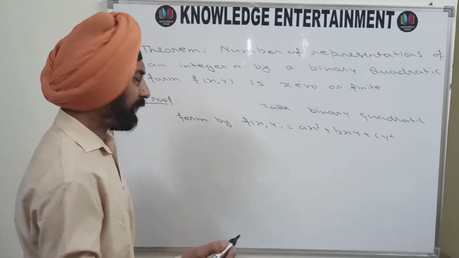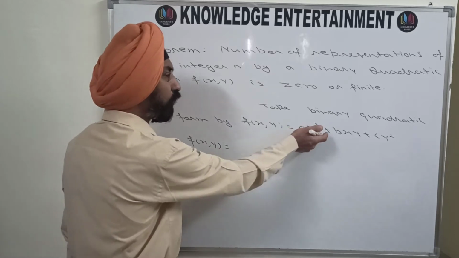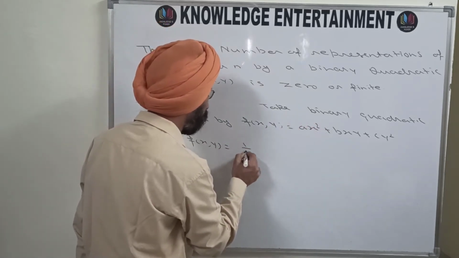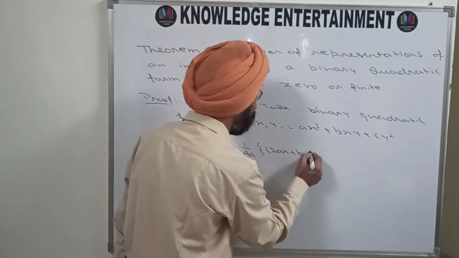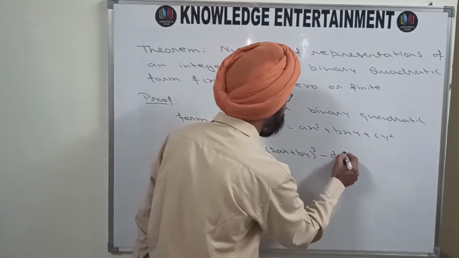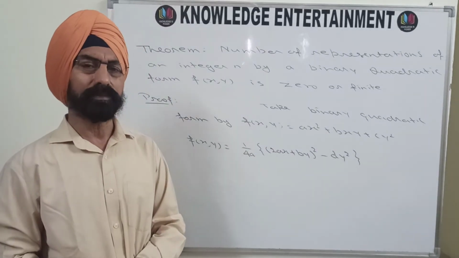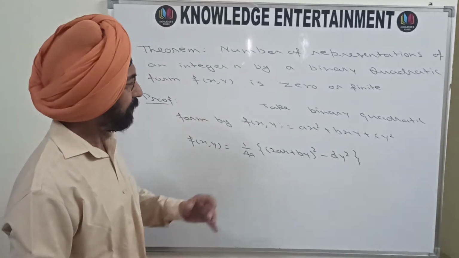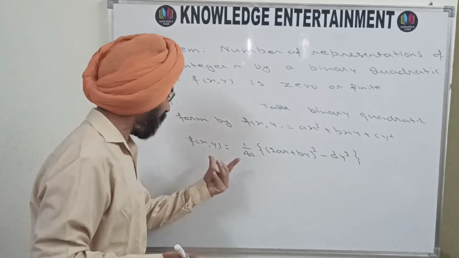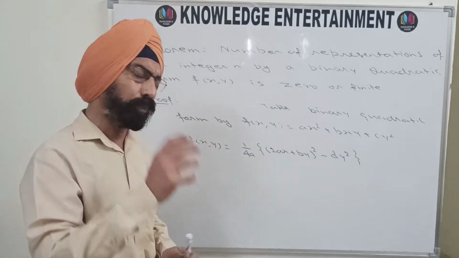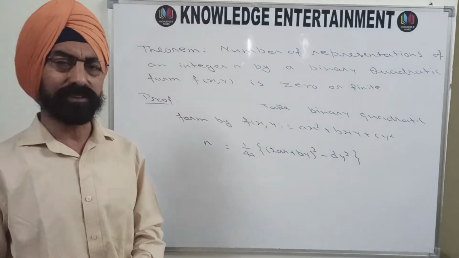We have seen in a previous video that this f(x,y), which is in this form, can also be written as 1/(4a) times ((2ax + by)² - dy²). It can also be written in this form. Now we want n to be represented by this binary quadratic form. That means we want f(x,y) to be equal to n. So suppose your f(x,y) is equal to n.